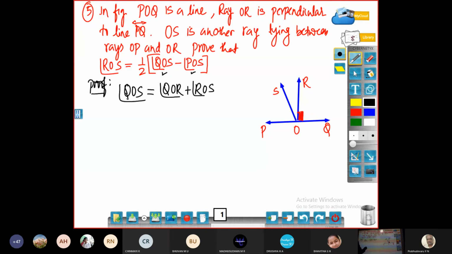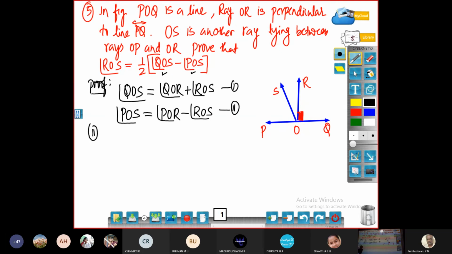Similarly, second one, angle POS. Look at that angle POS. Tell me what you can write for angle POS. Angle POR minus ROS. Very good. You can write it as angle POR minus angle ROS. Now this one you call the first one and this is the second one. Now you subtract both.